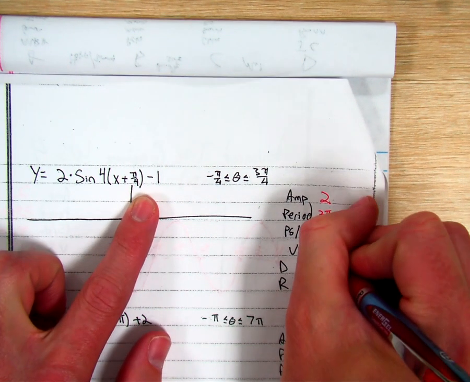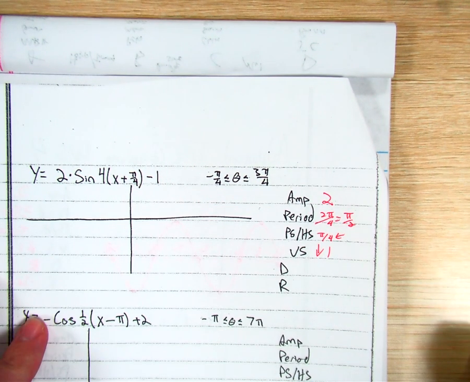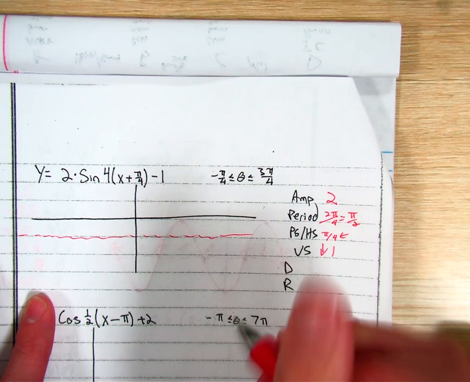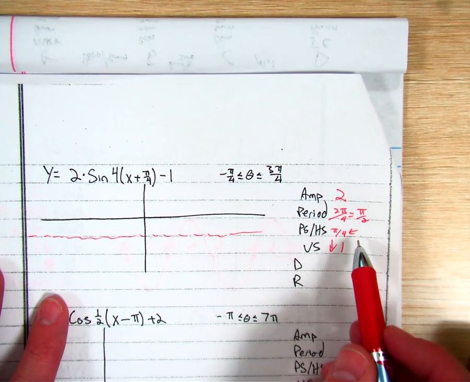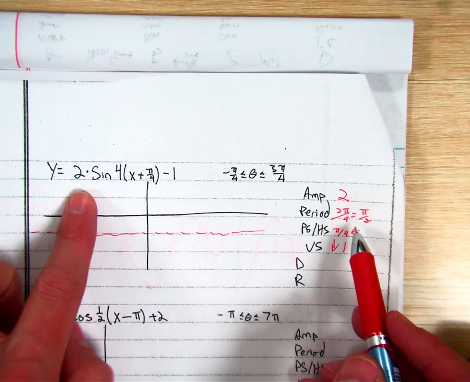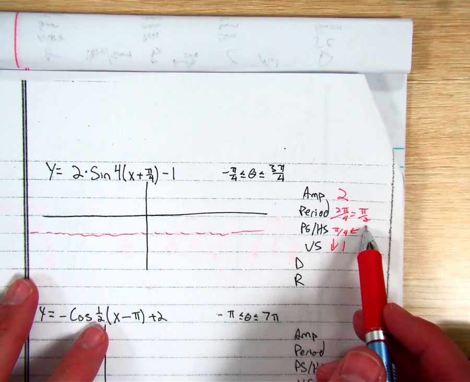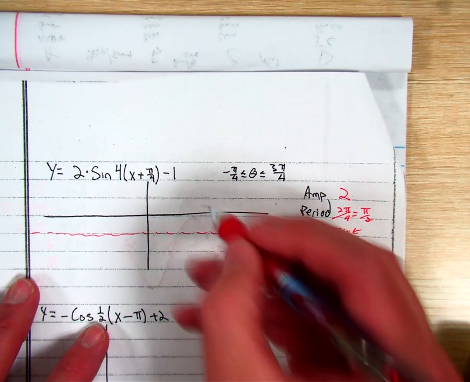And we are 1 down again. Alright, so I like to do the vertical shift right away so I don't forget that. That's my new midline at negative 1. Period is pi over 2. Again, sine and cosine have 4 special numbers, so divide that by 4. We're going to be counting by pi over 8. And we need to count by pi over 8 until we hit both of these.